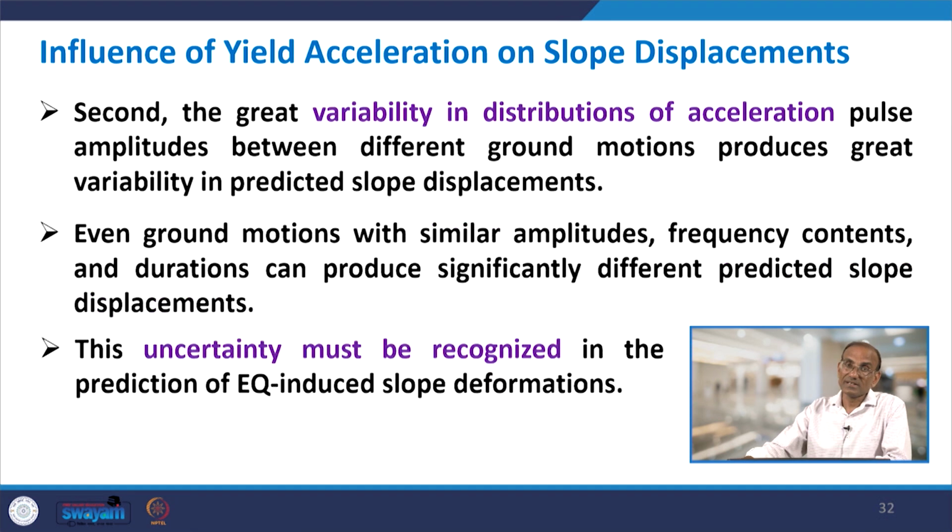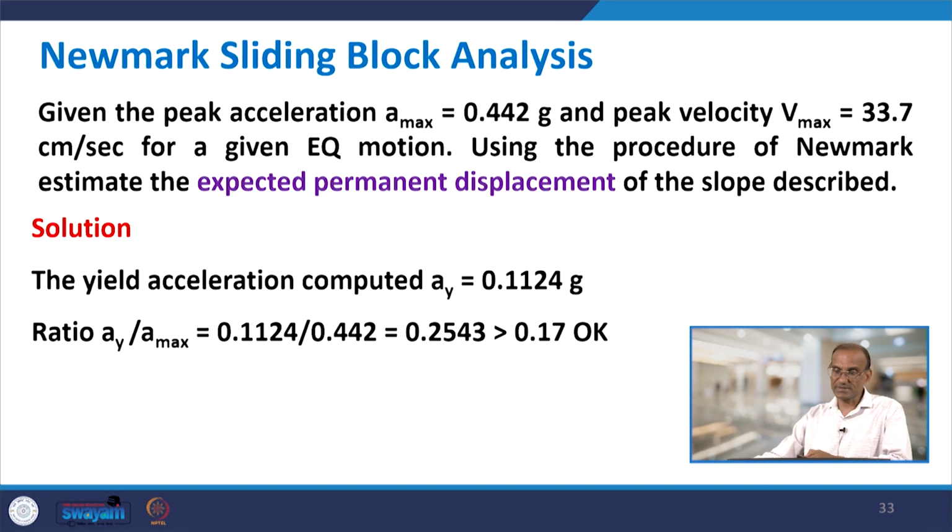The second is that the great variability of distribution of acceleration pulse amplitude between different ground motions produces great variability in predicted slope displacement. So, if you have large variability, then the variation in the slope displacement will also be large. Even ground motions with similar amplitudes, frequency content and duration can produce significantly different predicted slope displacement. The uncertainty must be recognized in the prediction of earthquake induced slope deformations.